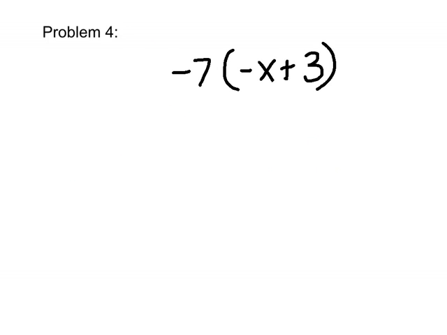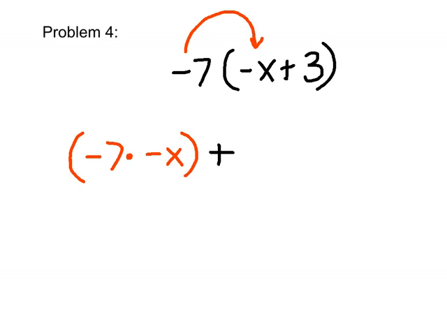Problem number 4. You are asked to simplify the expression negative 7 times the quantity negative x plus 3. Go ahead and hit pause if you need more time. Alright, let's get started. I start with my negative 7 and I times it to my negative x. Negative 7 times negative x. Then I have my plus that connects negative x and 3, and I bring it down. And then I get my negative 7 and I multiply it to 3. Negative 7 times 3. From here I just have to simplify.